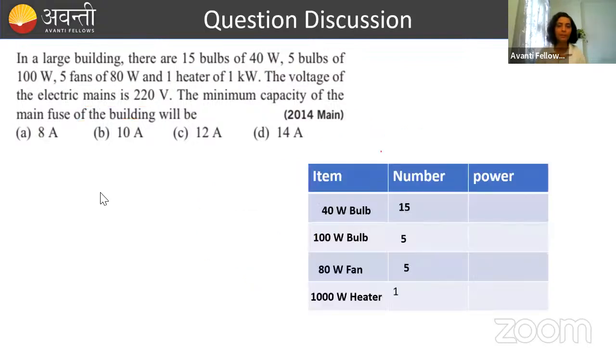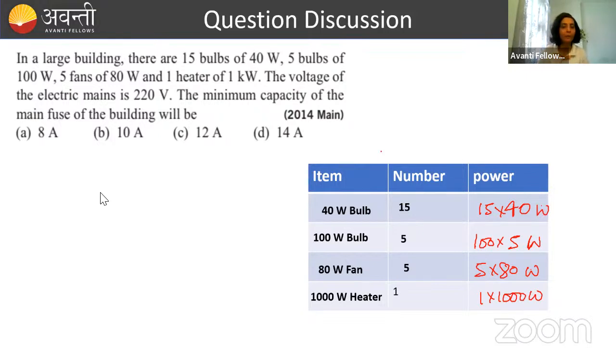चलो यहाँ पे 15 बल्ब 40 watt का है. So how much power altogether will it draw? 15 into 40 watt. Again 5 bulbs are of 100 watt, so in total how much power? Power is joule per second. Now 5 fans of 80 watt. So how much total power? 5 into 80 watt. And there is a 1000 watt, 1 kilowatt heater. So 1 into 1000 watt. Total how much power is it drawing?